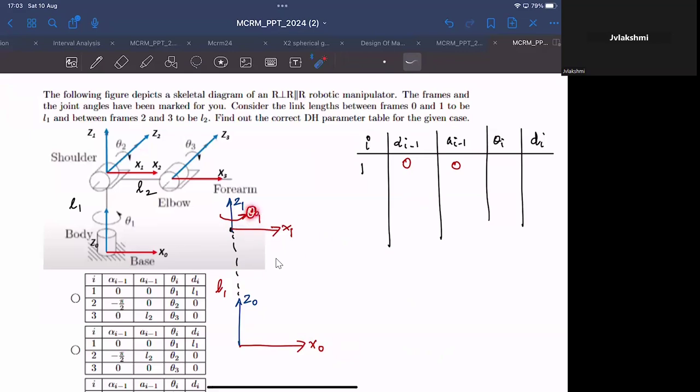And note that theta 1 is a revolute joint, so X1 can be anywhere. It need not be like this. It can be anywhere along that plane.